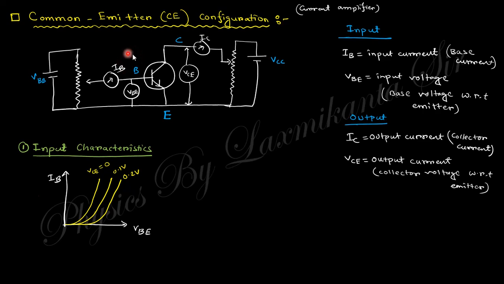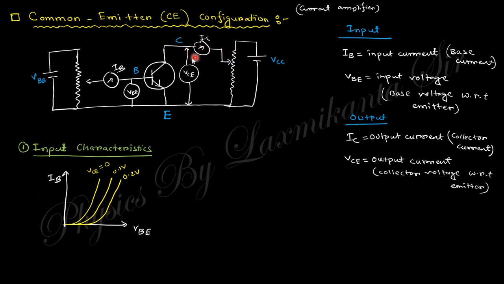So here the base current is the input current, and the voltage at that point is the voltage of the base with respect to emitter. This is the input voltage. On the other side, IC is the collector current, and this voltage is the voltage of collector with respect to emitter, that is the output voltage. So these two are output parameters, these two are input parameters.